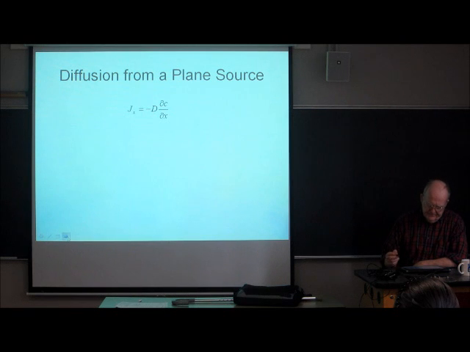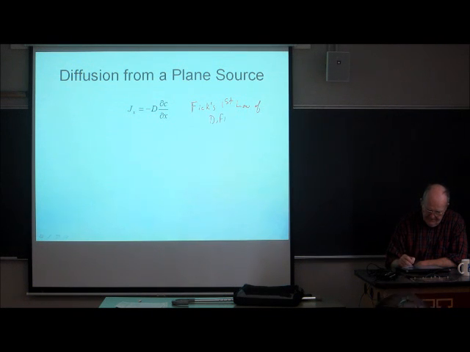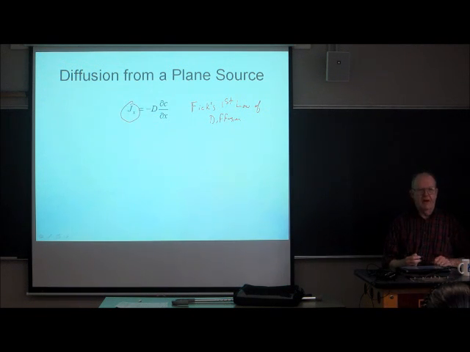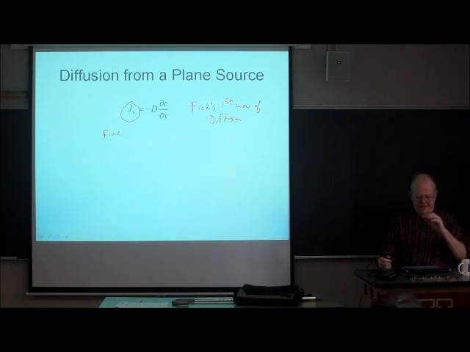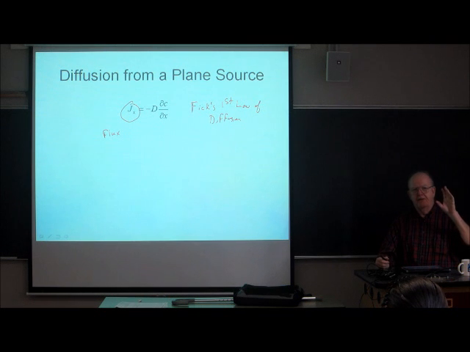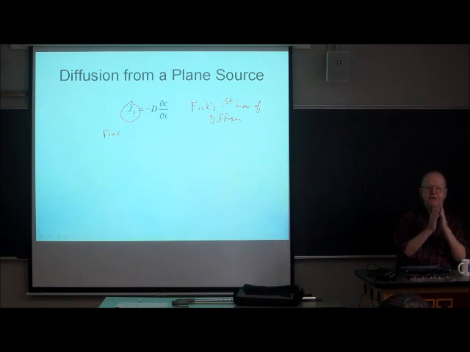So, to get started, this is what we call Fick's first law of diffusion. And this J sub X, this is one-dimensional diffusion. This is the flux of matter, which is the number of moles per second, that's the rate of diffusion, moles per second, per unit area through which diffusion is taking place.